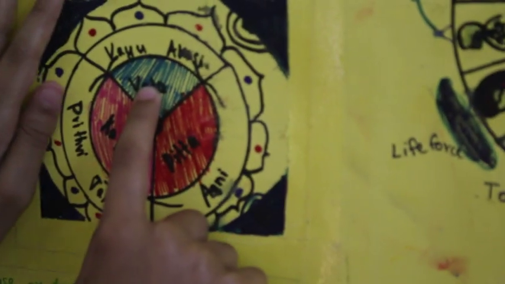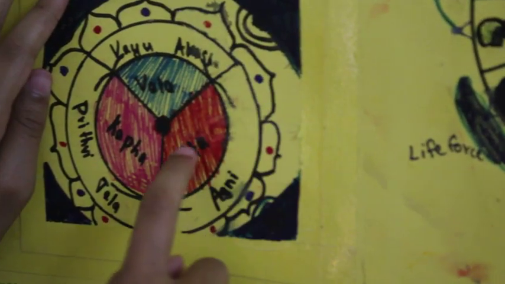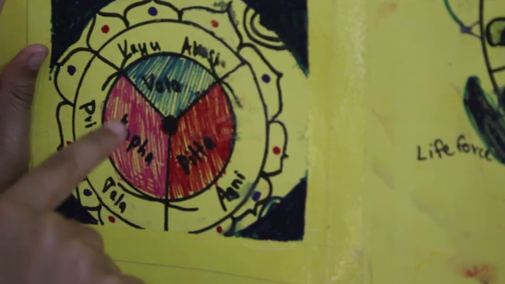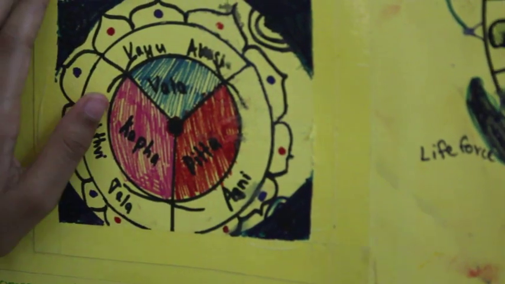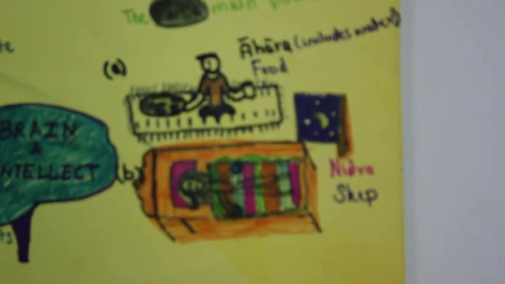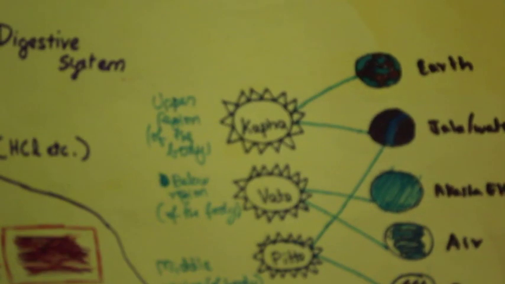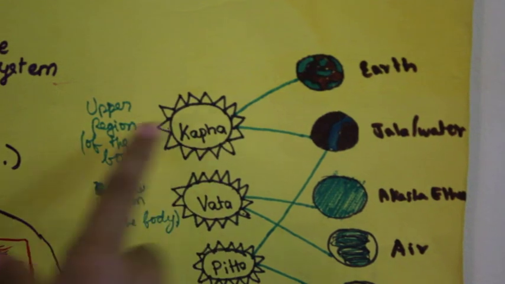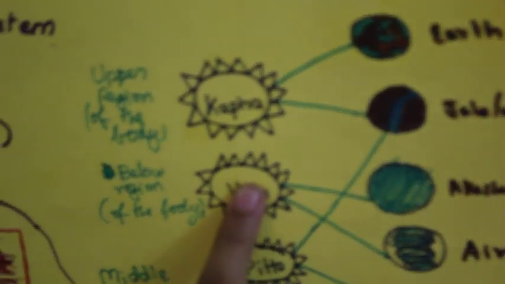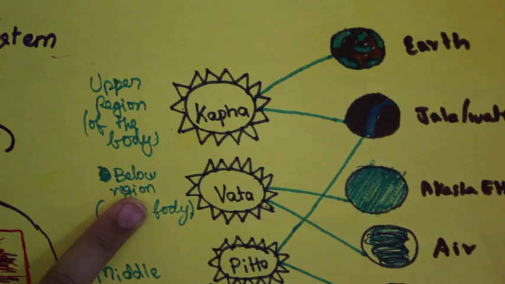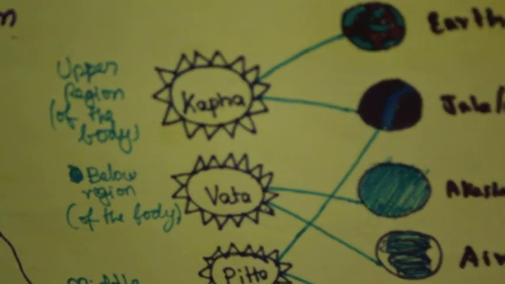So here we can go to the next chart, about Vata being created by Vayu and Akasha, Pitta by Agni, Kapha by Prithvi and Jala. So the next chart is the same thing. Kapha is in the upper region of the body. All doshas are in all places of the body, but Kapha is mostly predominant in the upper region, Vata is predominant in the lower region, and Pitta in the middle region.